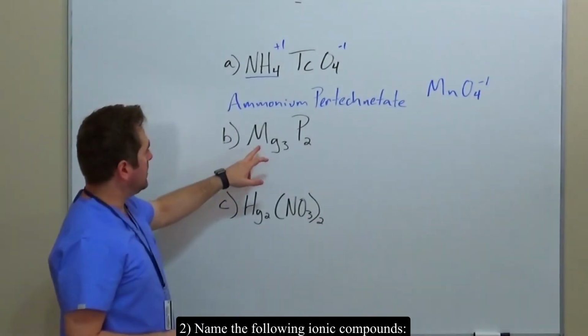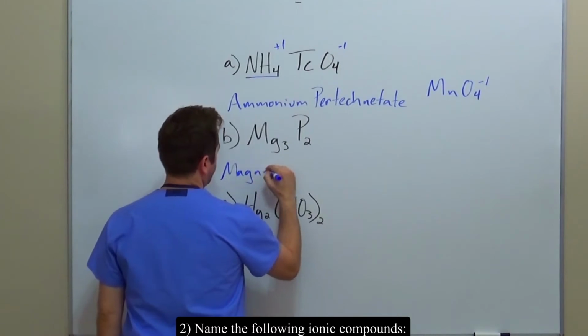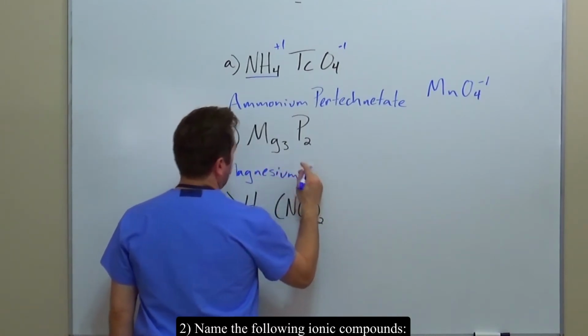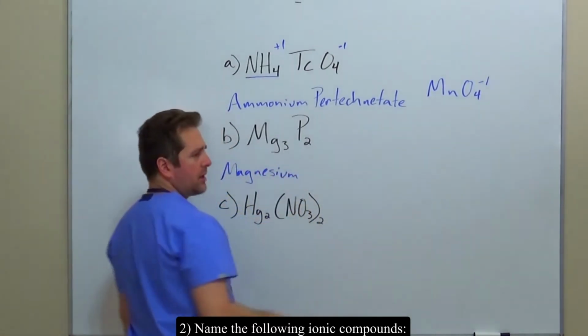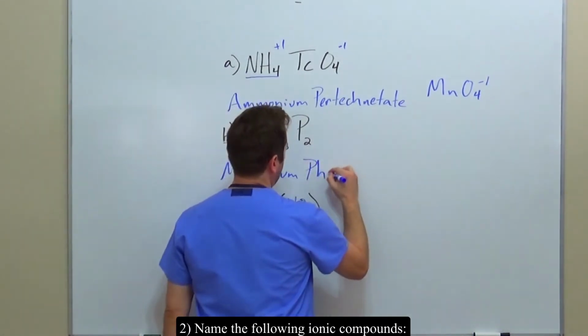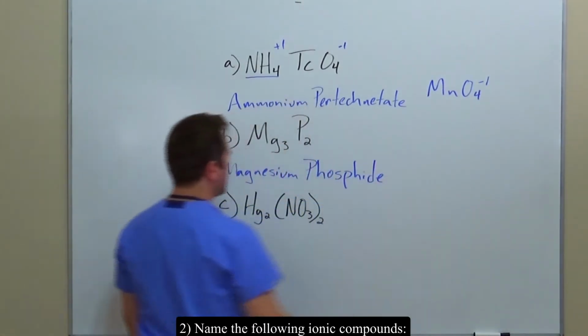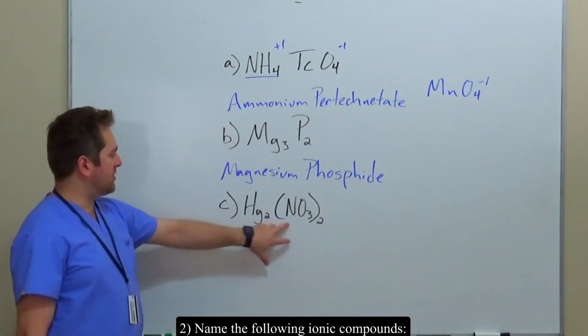Okay, letter B. We know this one. This is just magnesium. Magnesium, and then this is not a polyatomic ion, it's just an element, phosphorus, so it would have to be phosphide. We've got to add the IDE suffix. Okay, what about this one?